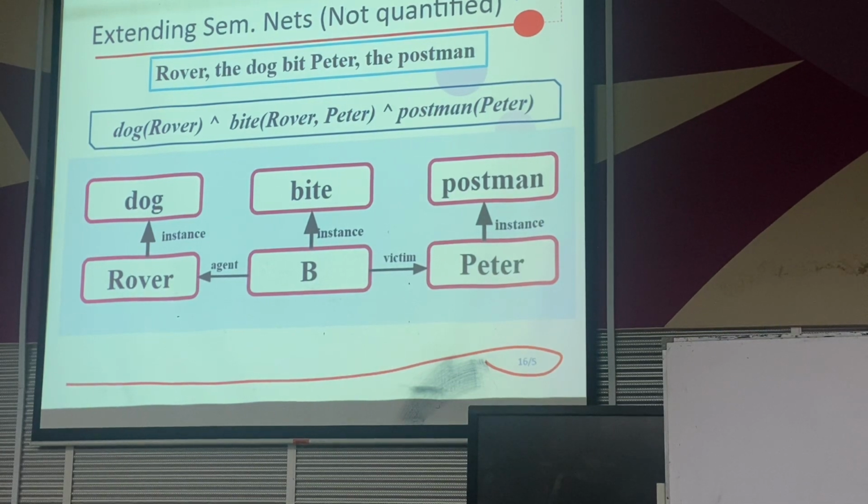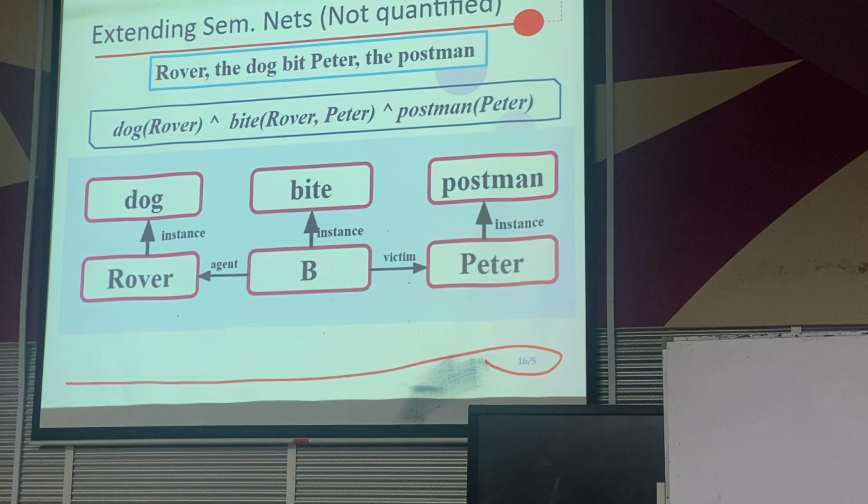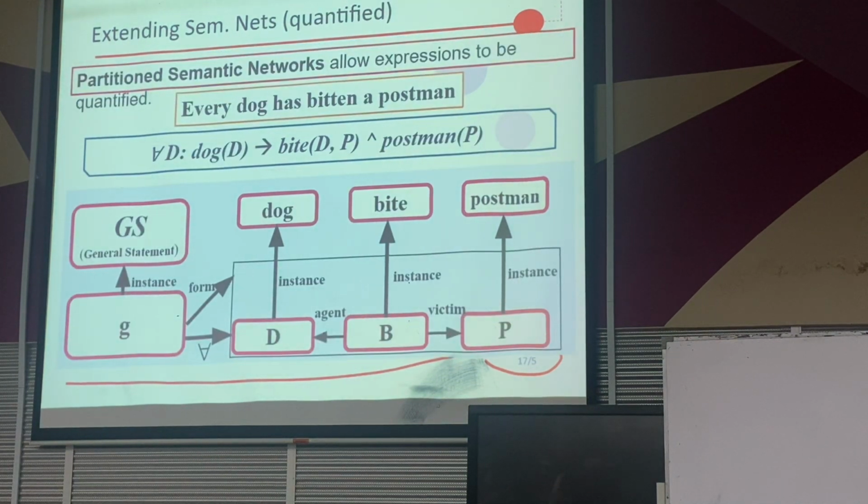But sometimes you may have a general statement that shows that it's a quantified statement. For example, every dog bites postman. Okay, it is a general statement. So if you have so-called quantified terms in your statement, for example, every dog, some dog, then you cannot use a simple semantic network to represent the knowledge. Instead, you have to use partitioned semantic networks. You have to use two different semantic networks and join them together.